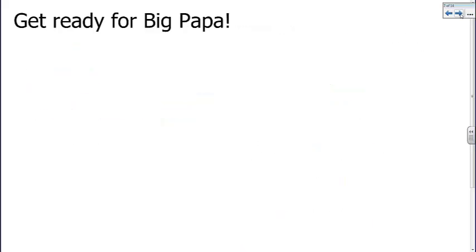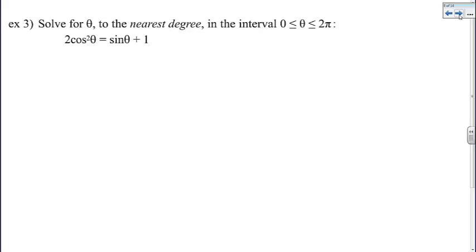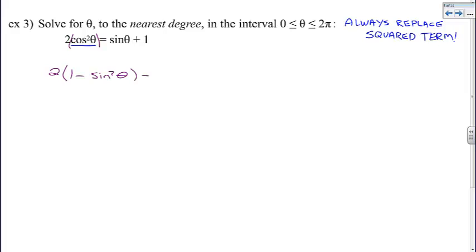Now are you ready? We're about to use the Big Papa substitutions. In example number 3, we are going to use the Pythagorean theorem substitutions. Remember, this is our Big Papa and its consequences. Note, you have an equation with a cosine squared term and a sine term. As such, we will use the consequence of our Big Papa and substitute in 1 minus sine squared theta for cosine squared theta, making sure to write parentheses around the substitution so we remember to distribute the coefficient of 2.